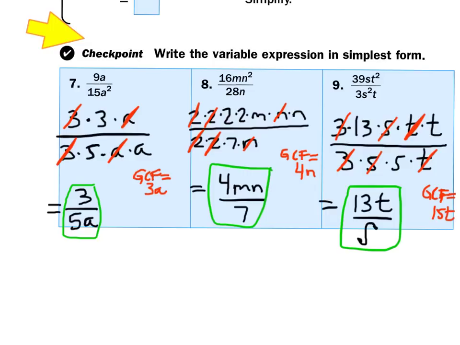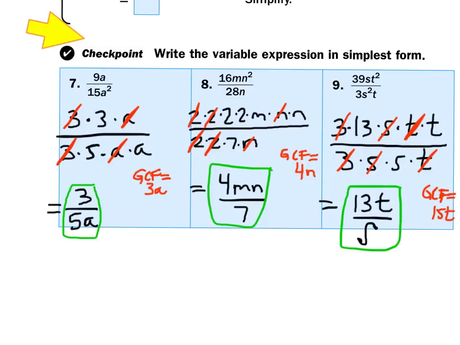So that left me with 2 times 2 times m times n in the numerator. That would be 4mn, and it left me with 7 in the denominator. So that gives me 4mn over 7. So that's the fraction in simplest form. But now remember, if I ask you, you use the greatest common factor of 4n to reduce these variable expressions.